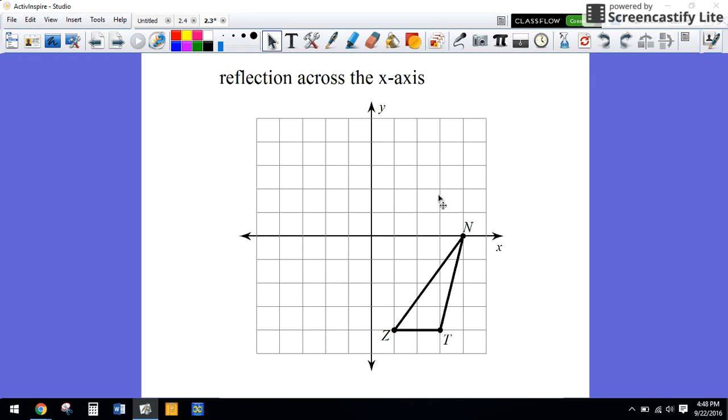So here we have an example. We have this triangle. We have triangle NZT. Let me write that down. Triangle NZT. Now you could call this triangle ZTN, TZN, whatever you want to call it, but you do need this triangle symbol out in front. And we have these directions to reflect across the x-axis. So anytime you guys are going to deal with a transformation, you need to start out by listing your original coordinates. So the coordinates of N are 4, 0.